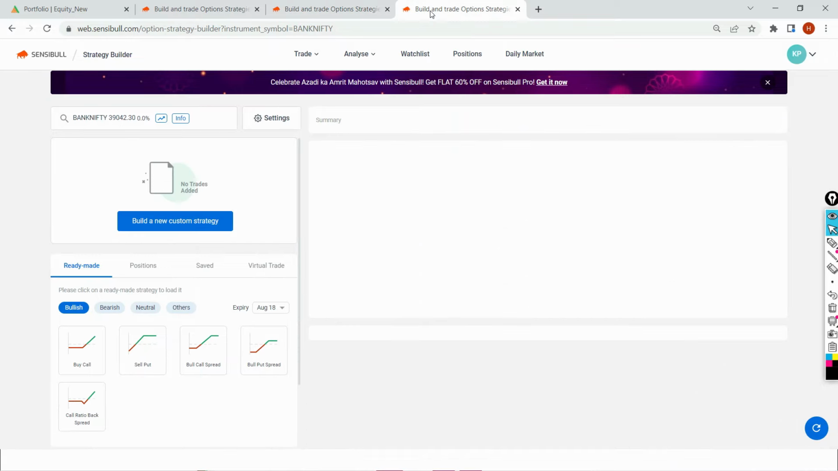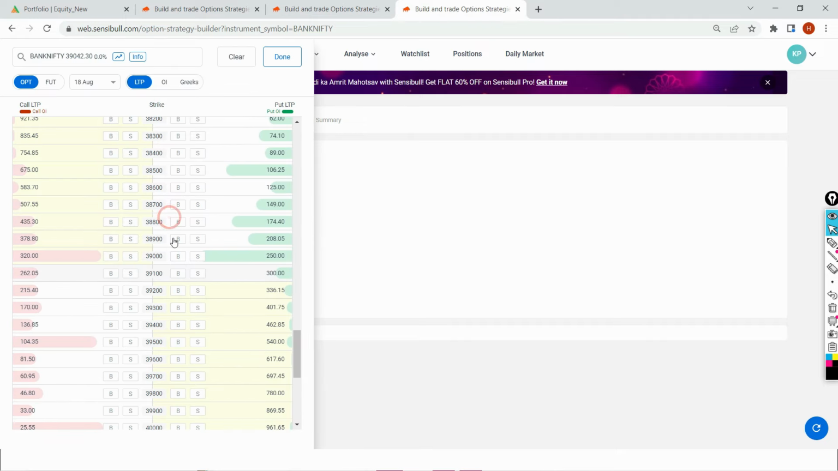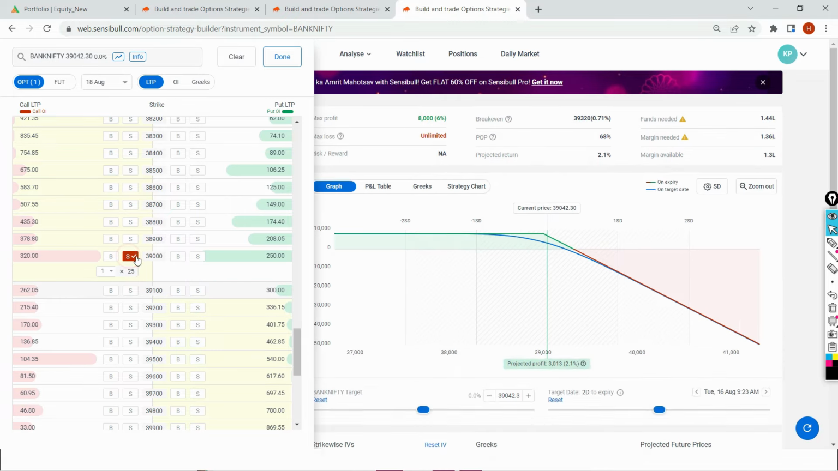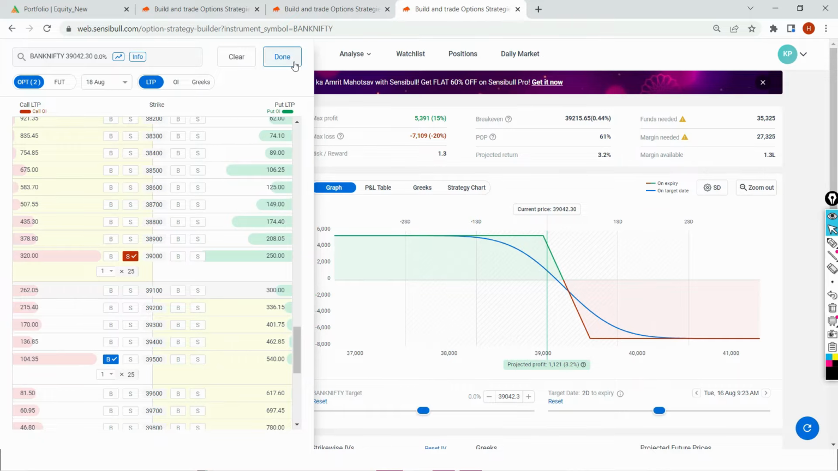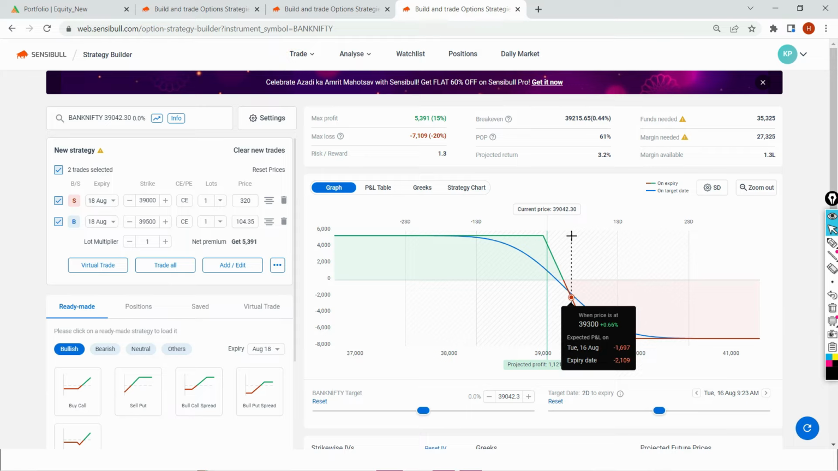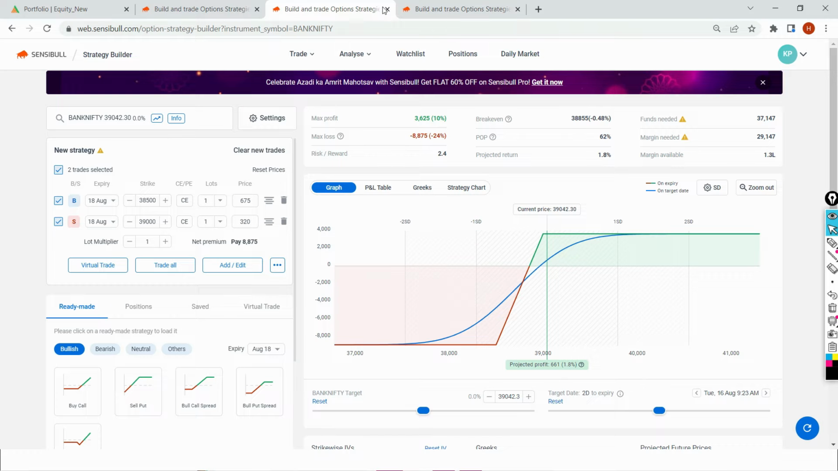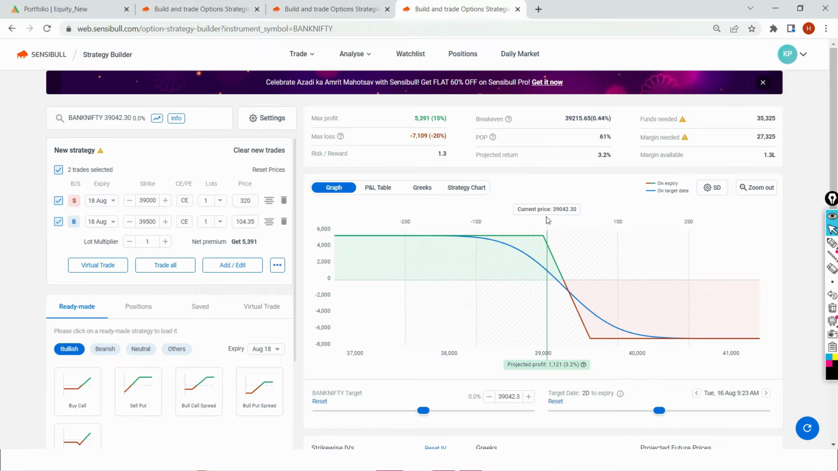I'll take you to the second window. I'll sell 39,000 and I'll buy 39,500. So what is this? This is your credit spread, because we received 320 and paid back 104. So basically, if I say Butterfly is a combination of one debit spread and one credit spread, will you be okay?